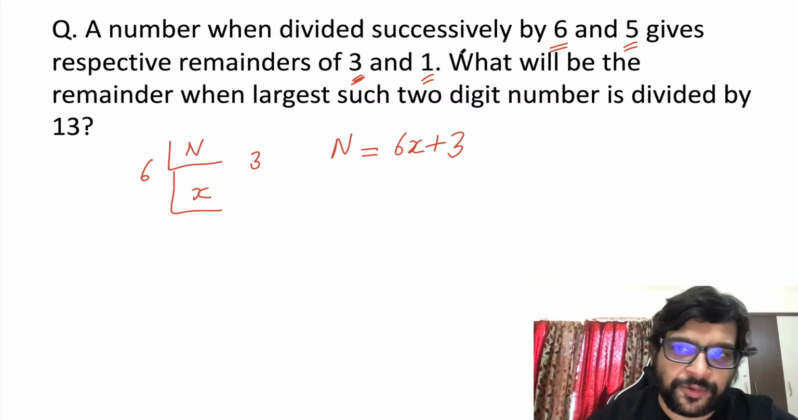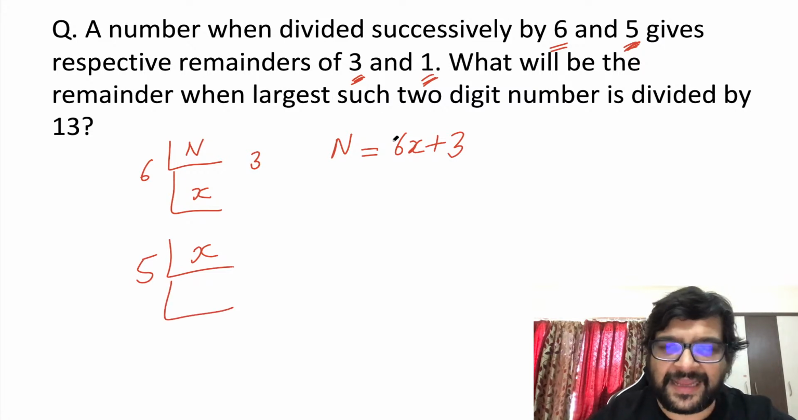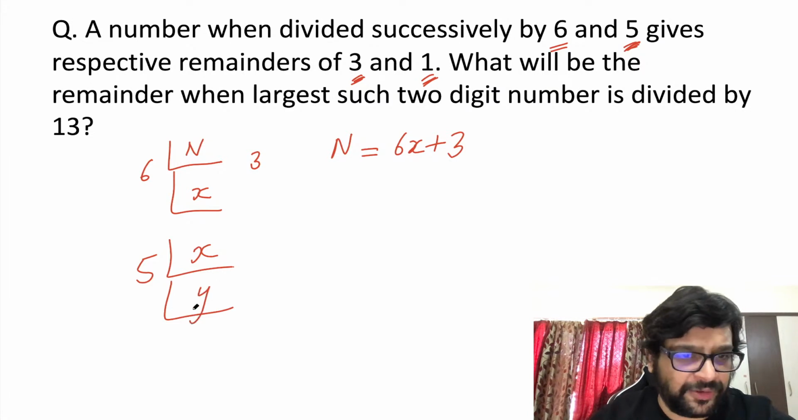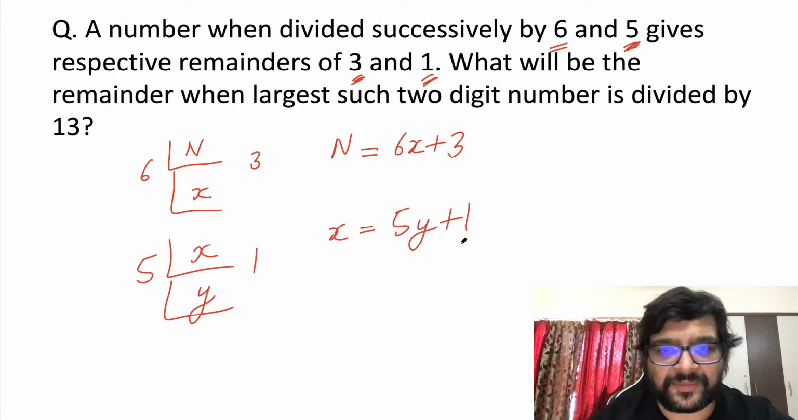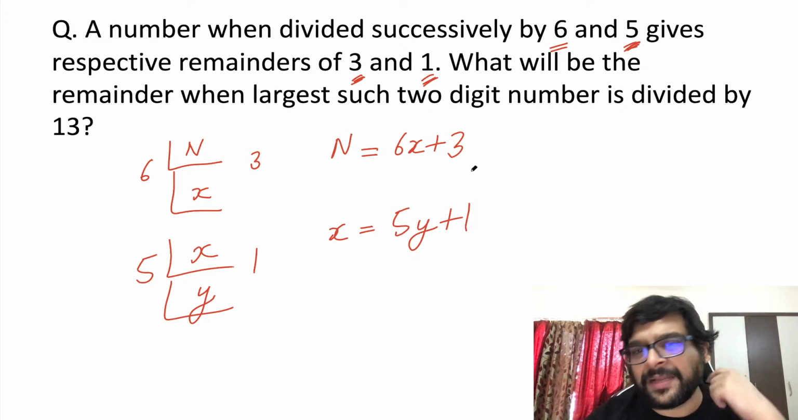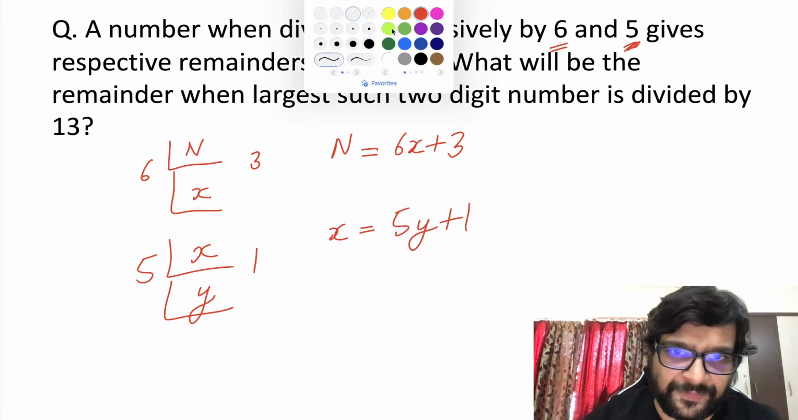Then what you do is, you divide x by 5. Suppose you get the value of y and you get the remainder as 1. You get the value of x as 5y plus 1. Now, there are multiple ways of solving this question. One is you assume values.